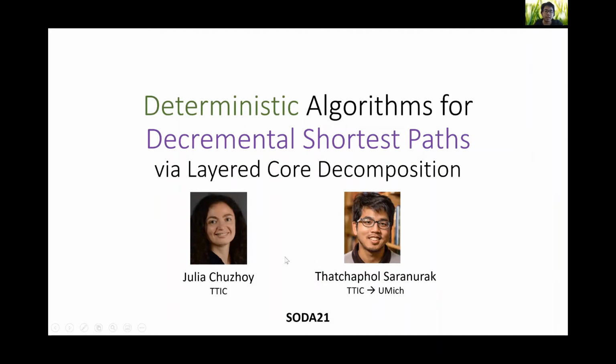Hi, this work is a joint work with Julia Chuzhoy, and my name is Thatchaphol Saranurak. This is about a deterministic algorithm for decremental shortest path.